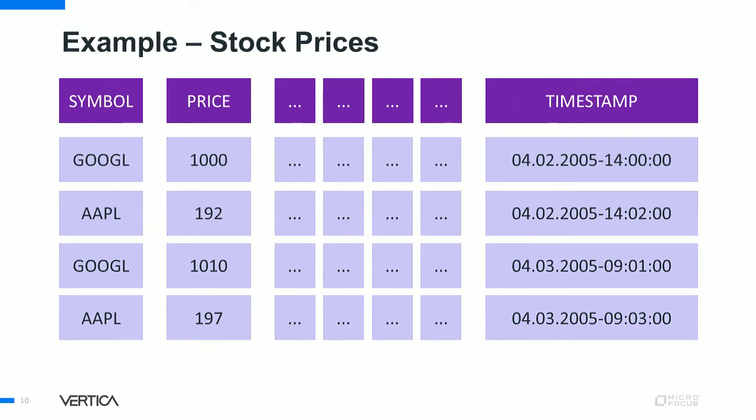Let's use, as a motivating example, a table of stock prices over time. In our table, the symbol column identifies the stock that was traded. The price column identifies the new price, and the timestamp column indicates when the price changed. We have several other columns, which we should know are there, but we're not going to use them in any example queries. This table is designed for analytic queries. We are probably not going to make any updates or look at individual rows since we're logging historical data and want to analyze changes in stock price over time.